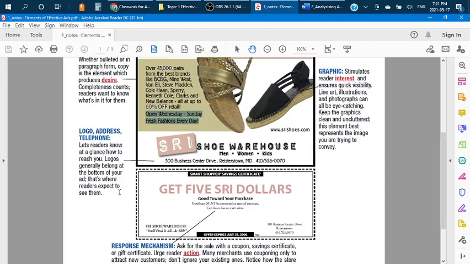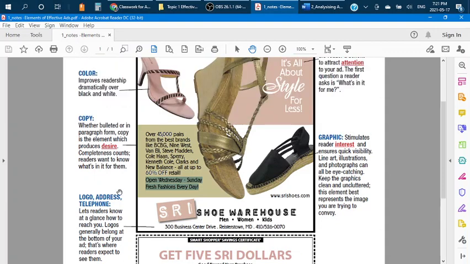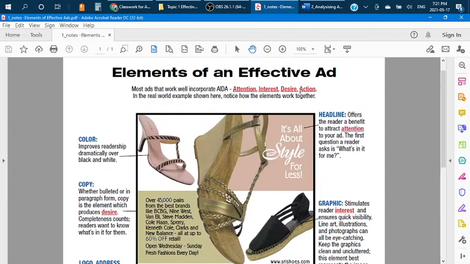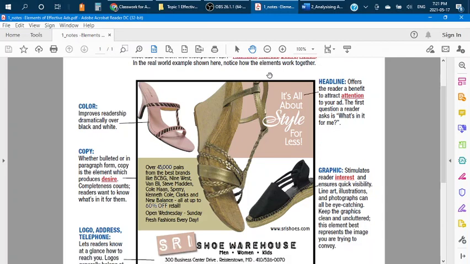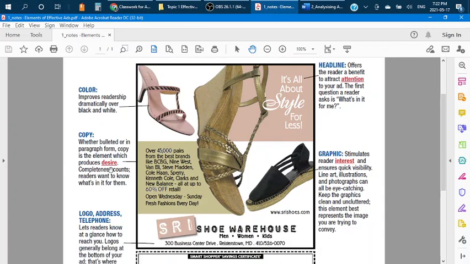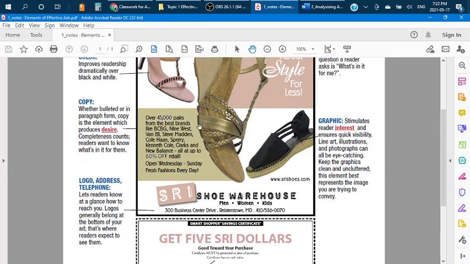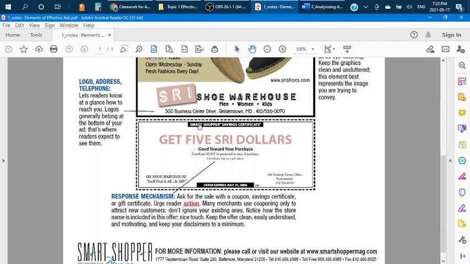And finally, the thing that you want to do now is you want to create an action. So you've grabbed their attention with the headline and the colors and the images. You've created interest by having them stare at the image and see what's there. You've created desire by having them read your ad and see the savings they can have on all the different options, all the different types of shoes. And the last thing you want now is to create an action.